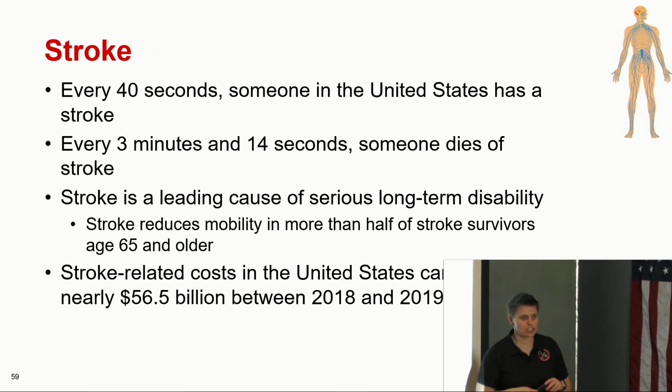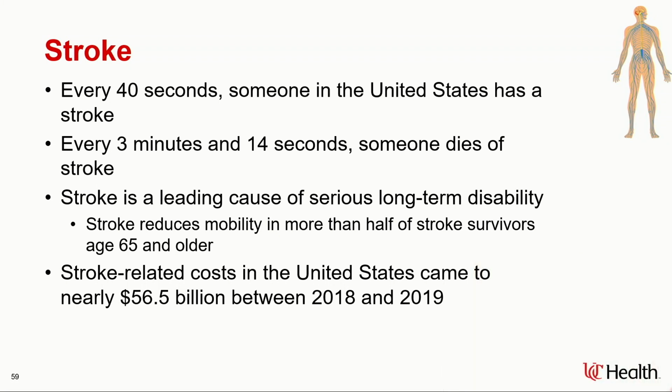The next neurologic condition to talk about is stroke. So these are some pretty harrowing statistics and just there to remind us of the importance of thinking about treating and managing this condition. So every 40 seconds, someone in the United States has a stroke. Every 3 minutes and 14 seconds, someone dies of a stroke. And stroke is one of the leading causes of serious long-term disability for elderly individuals in the U.S.